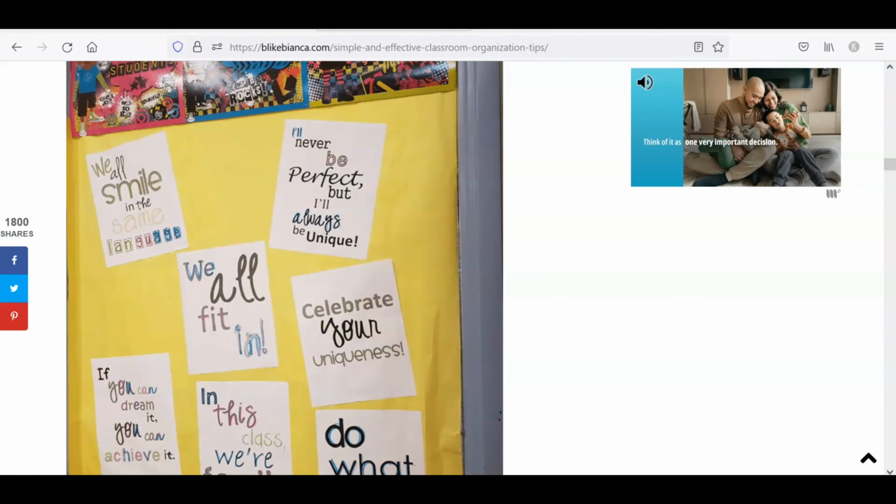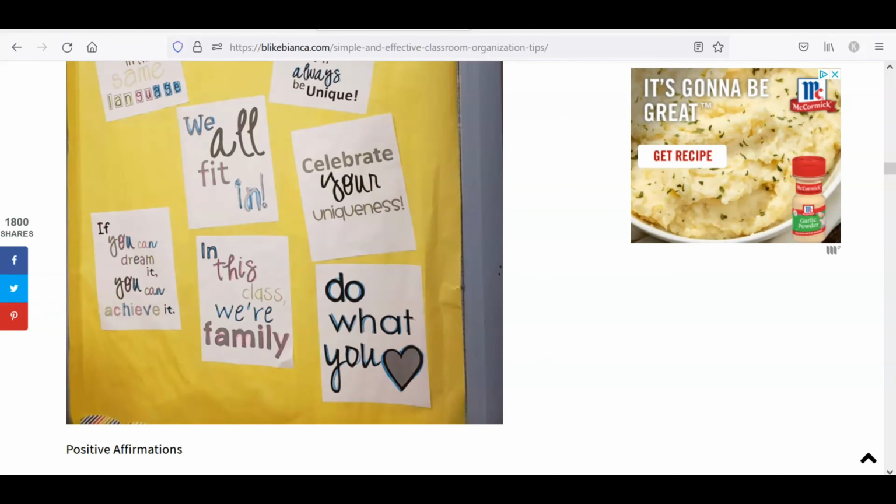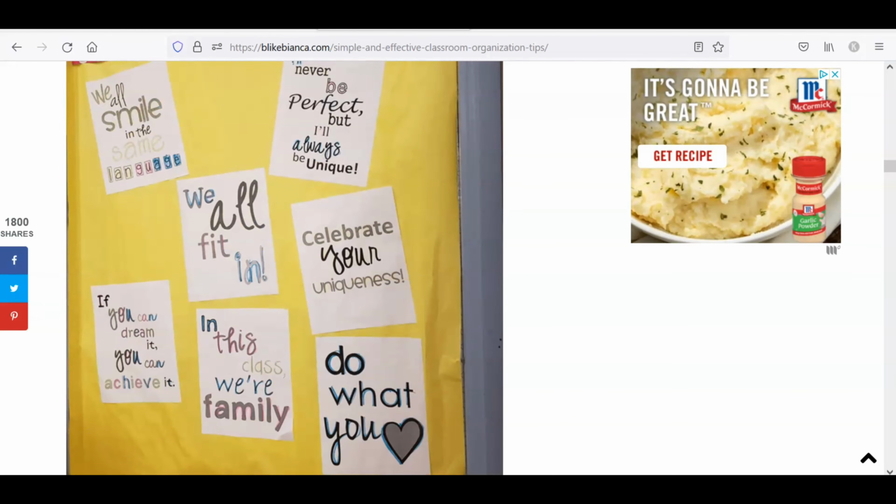I also really love putting up positive posters and positive themes in the classroom. Something that just shows that we are all in this together.